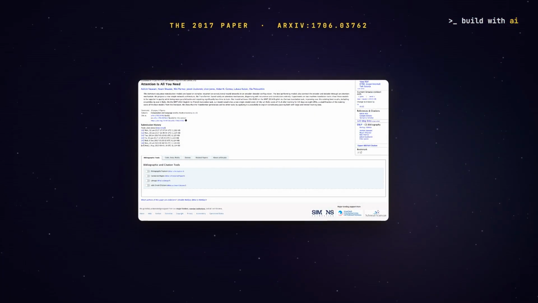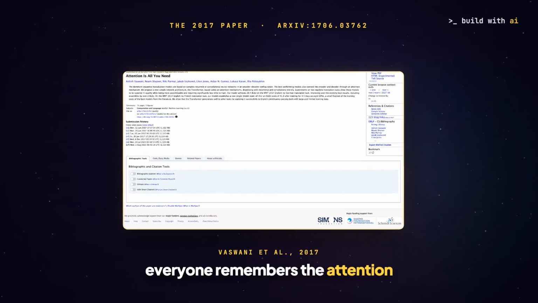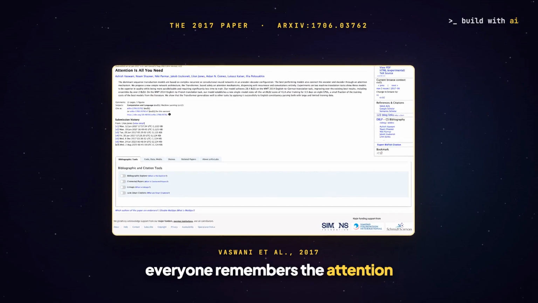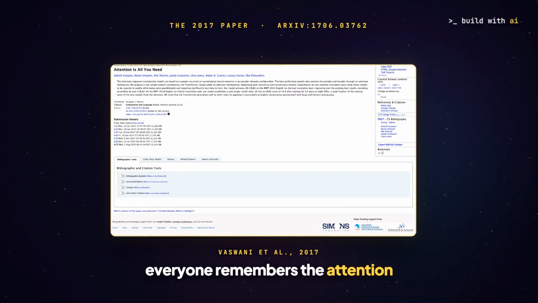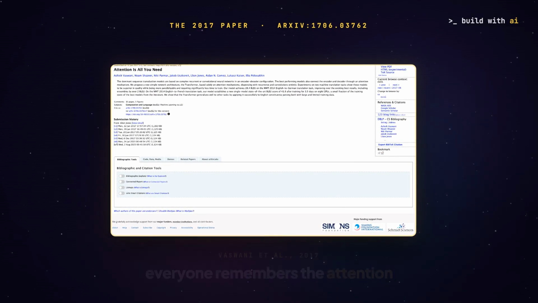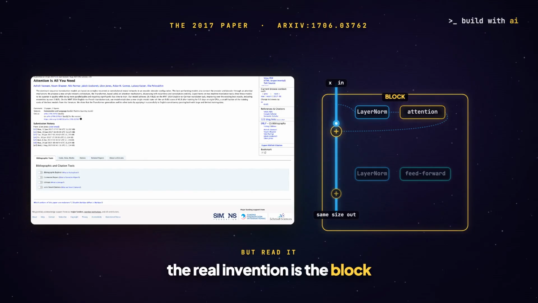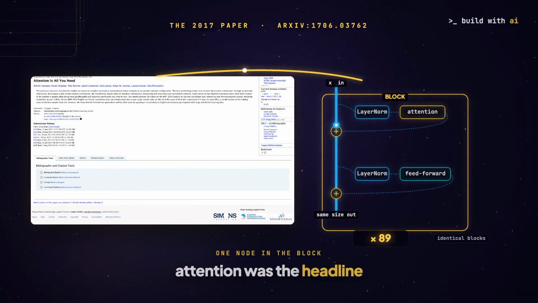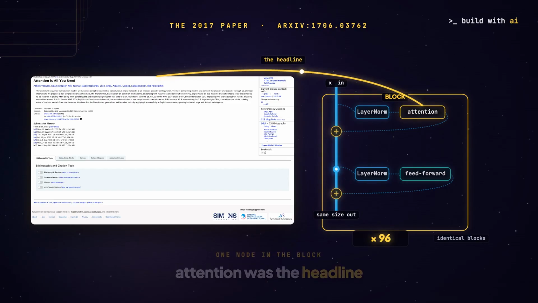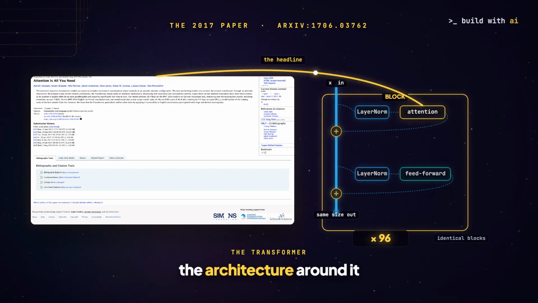None of this scaffold was an afterthought. The 2017 paper that started it all is famously titled "Attention is All You Need," and everyone remembers the attention, but read it. And the real invention is the block itself. Attention and a feed-forward network, wrapped in residual connections and normalization, then stacked. Attention was the headline. The transformer was the architecture around it.